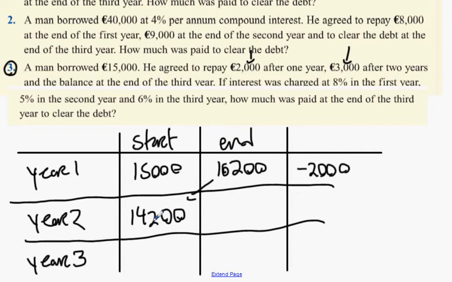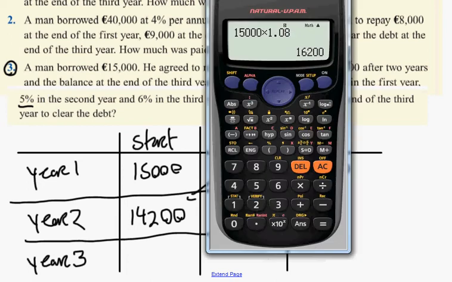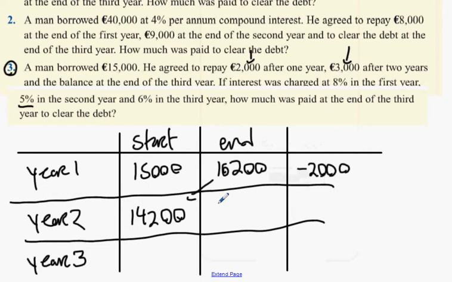So do your interest first, take away the repayment. Interest first, take away repayment. Okay? Once again, in year 2, how much interest are we getting this time? 5%. So multiply that by 1.05. And what we get is 14,910. We once again do a repayment.